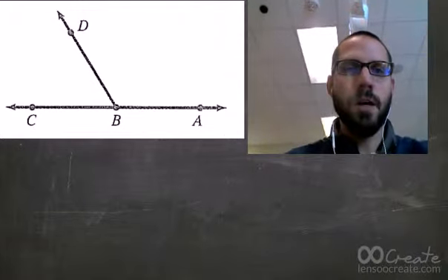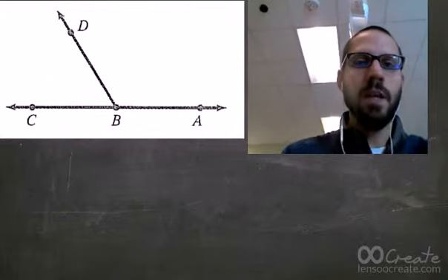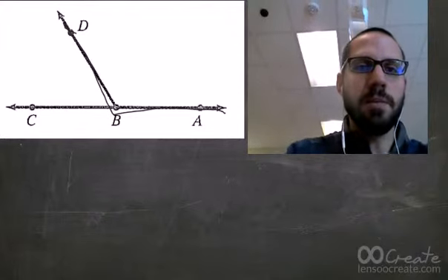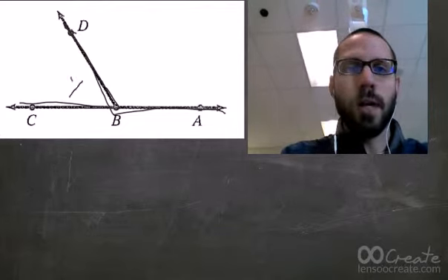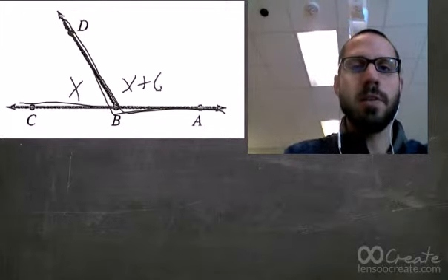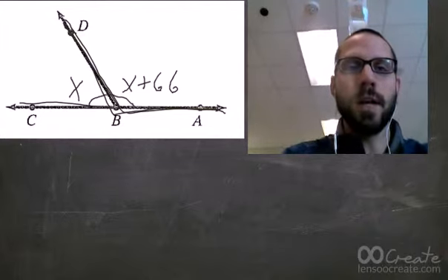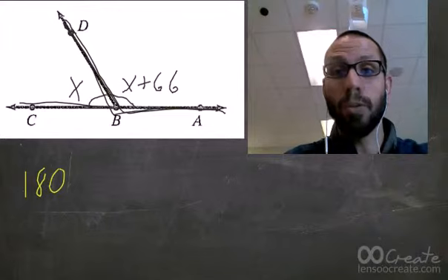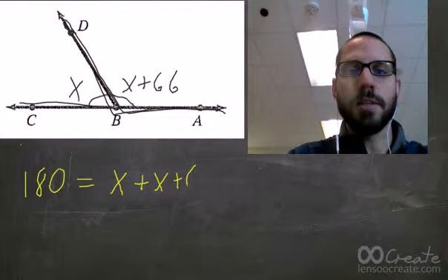All right, let's try another one. If angle ABD is 66 degrees greater than angle DBC, find the measure of each angle. So what we need to do is we need to call one angle a variable. And if angle ABD is 66 degrees larger, does that make sense? What should these two angles add up to? They form a straight angle or two supplementary angles, so they should add up to 180, x plus 66.